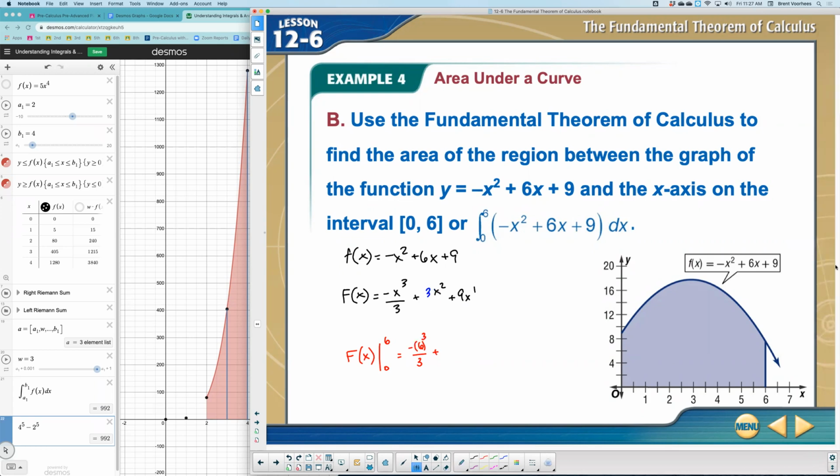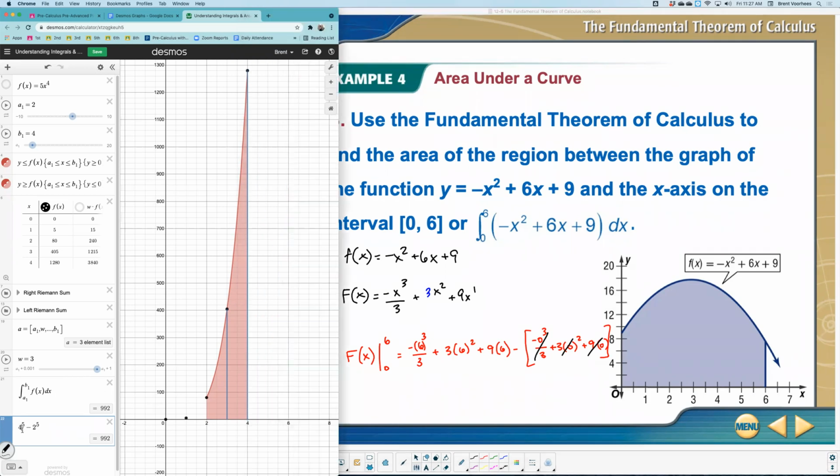Okay, we will now have 3 times 6 squared plus 9 times 6. And then we need to subtract a whole group, so I'm going to put that in parentheses. It'll be negative 0 cubed, plus 3 times 0 squared, plus 9 times 0 to the first power. Anything multiplied by 0 disappears, and each of the 3 terms is multiplied by 0. And so that'll just be 0 across. And so this ought to be our solution here.